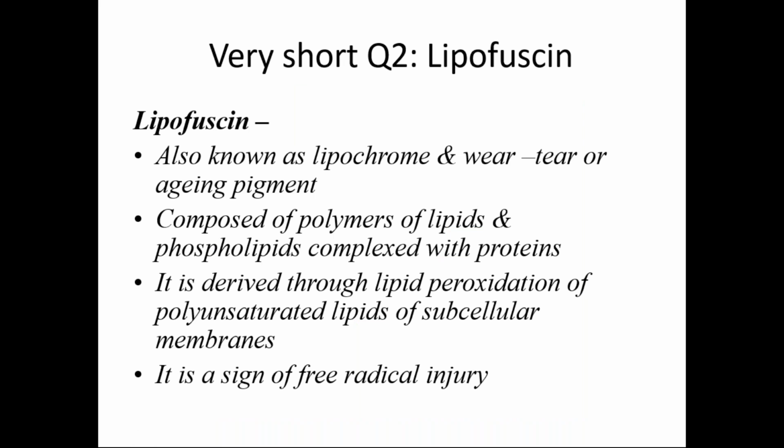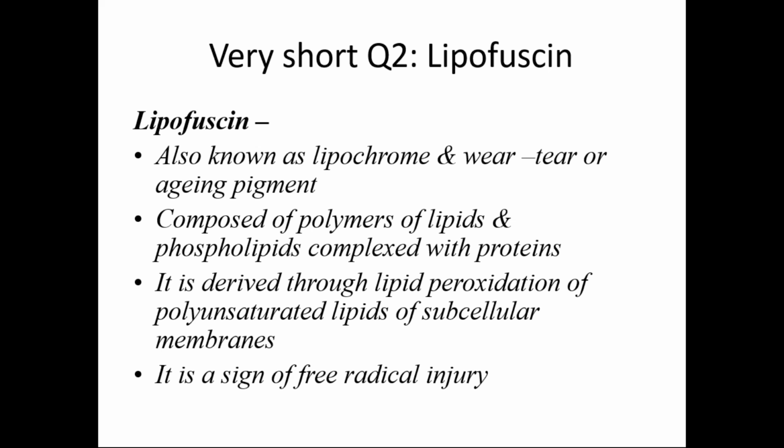Then coming to the last question, that is lipofuscin. So what is lipofuscin? It is also known as lipochrome or wear and tear pigment or aging pigment. It is composed of polymers of lipids and phospholipids which are complexed with proteins.